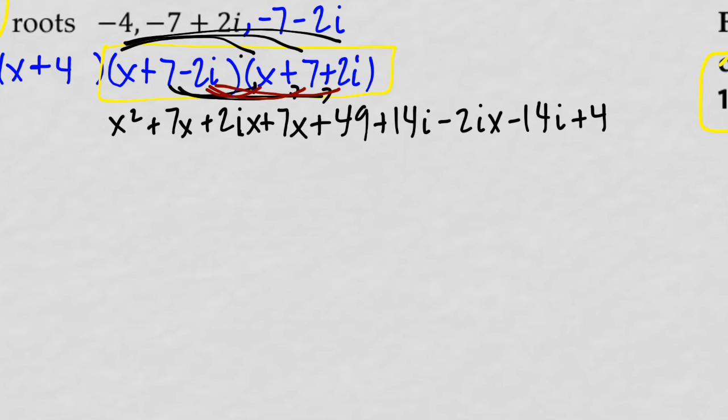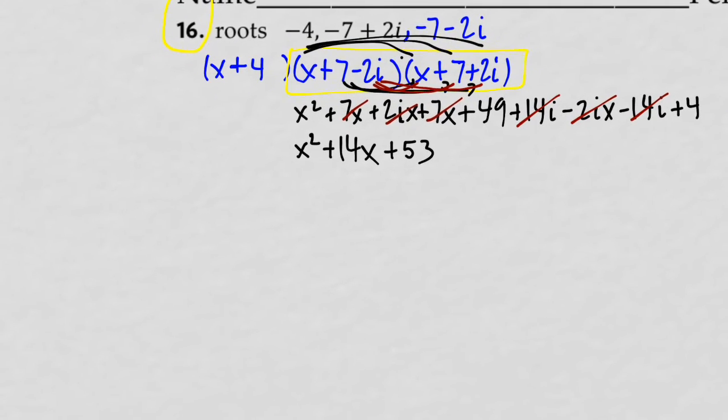Simplify this by combining all the like terms and canceling the stuff that you don't need. So I have x squared. The 2ix and the negative 2ix cancel. The 14i and the negative 14i cancel. Basically, all of the terms that have i in them cancel out. The 7x and the 7x do not cancel, so those add up together to make 14x. And the 49 and the 4 together make 53.